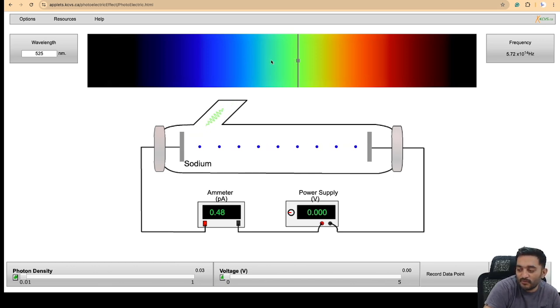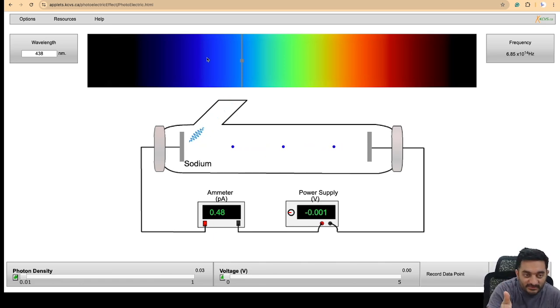As I am going, the speed of the electron changes. Look at the speed of the electron. So by increasing frequency, what can you say? The speed of the electron increases. So basically the kinetic energy of the electron is increasing. So remember here, the gap between the electrons has been increased.